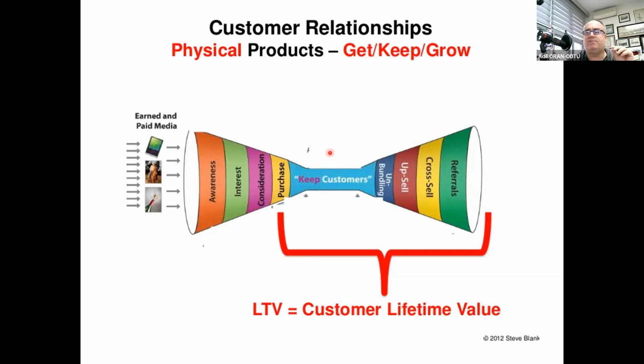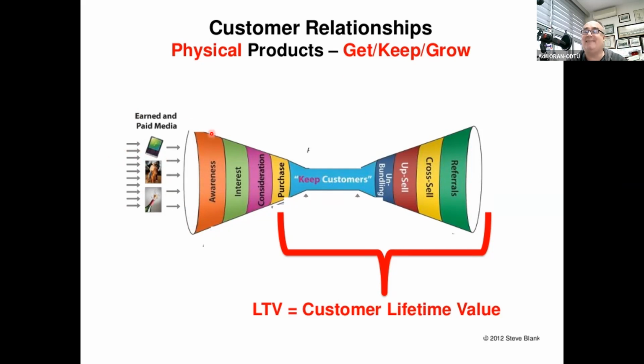For example, this one is for physical products, the double-sided funnel. And again, the arrows flowing in are about the advertising or the public relations that you are doing, so introducing your product to potential customers. And what you're trying to build is awareness.